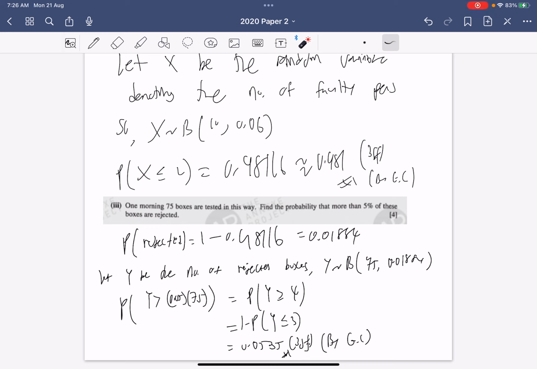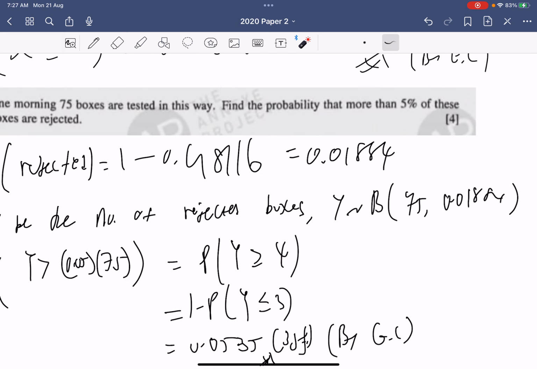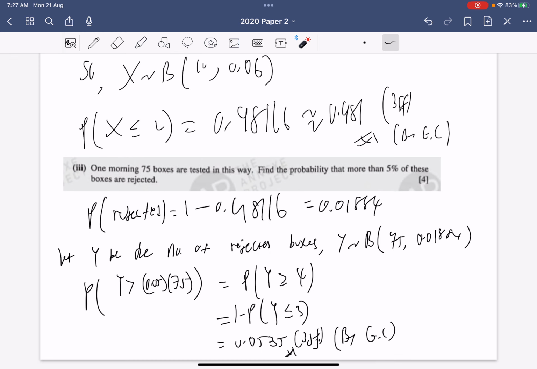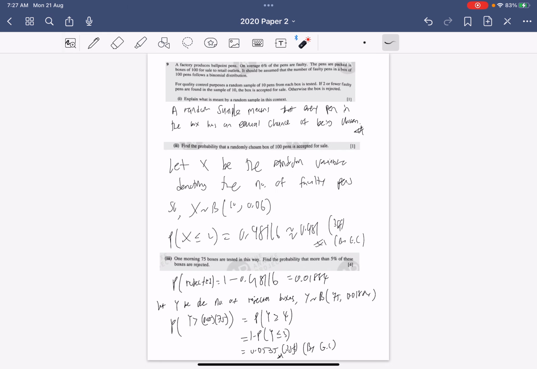We can calculate 5% more: y more than 5% of 75, so y is actually larger than or equal to 4. So it's just 1 minus the probability y less than or equal to 3, which we can calculate using the GC and take 1 minus that to get this answer, 0.0535 to 3 significant figures. These are very straightforward questions that just require you to use your GC to solve them.